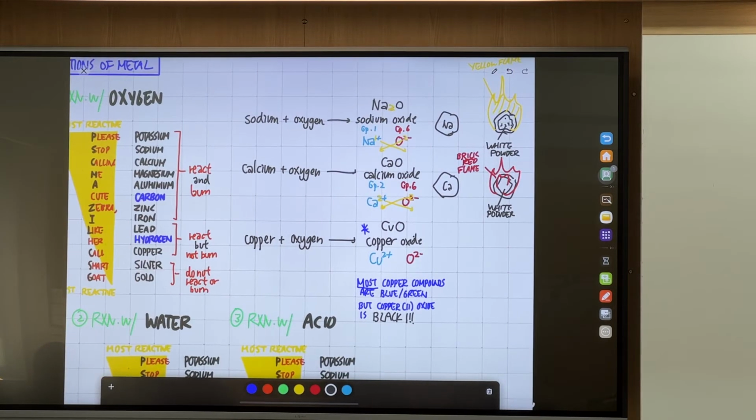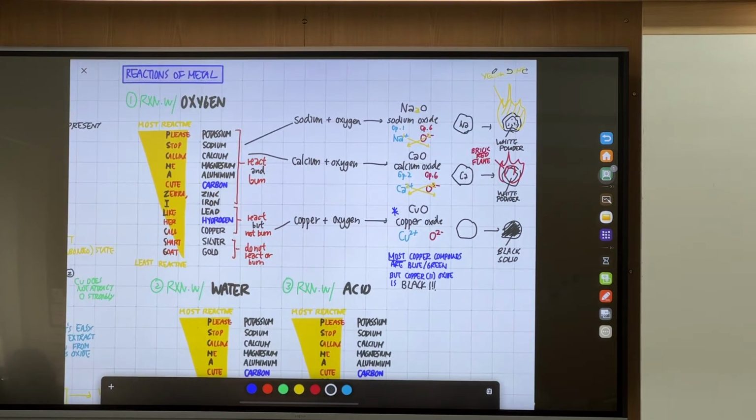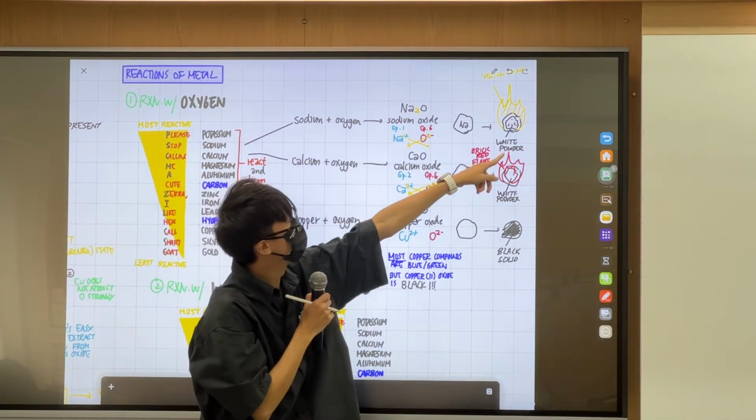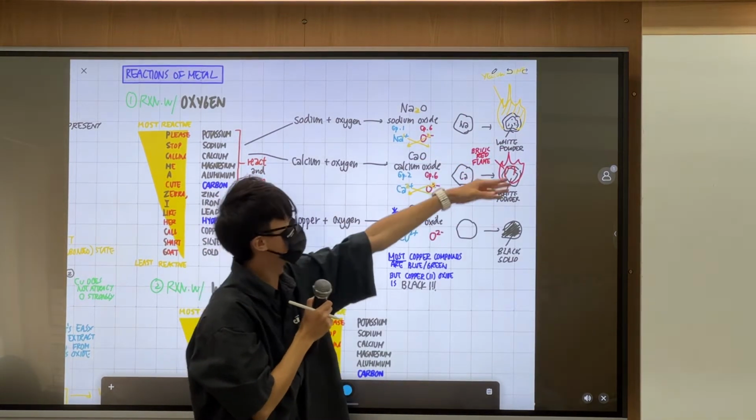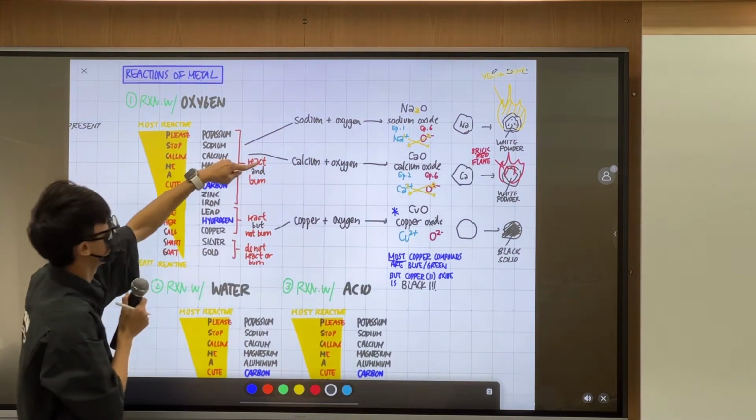And copper doesn't burn. When you heat copper, it will just turn into a black solid. You don't see any flame in here. That's what sets copper apart from the other metals. You have calcium here, you have sodium here. Those metals at the top will not just react, but they burn. They reacted because they turned into a different substance. From a shiny metal, they turned into white powder. And they also burn, they give a flame.